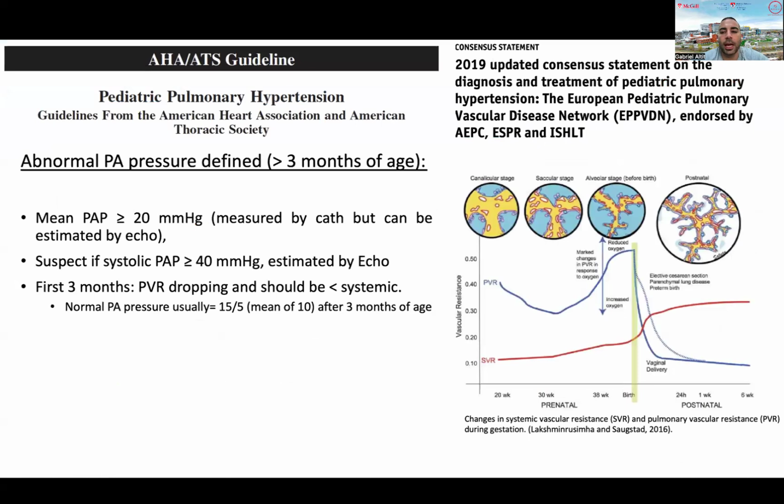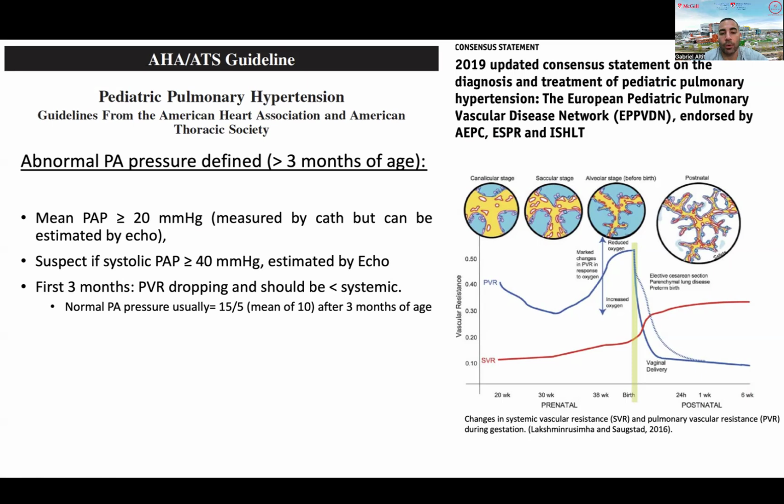Typically, we know that after birth, we get a significant drop in pulmonary vascular resistance and a significant increase in SVR due to the disconnection of the placenta. Reaching about 3 months of age, we should all have a PA pressure of about 15 over 5, systolic and diastolic, with a mean around 10. And after 3 months of age, if you have a mean pulmonary arterial pressure above 20, that would be a consideration for pulmonary hypertension, or high blood pressure in the pulmonary vasculature.